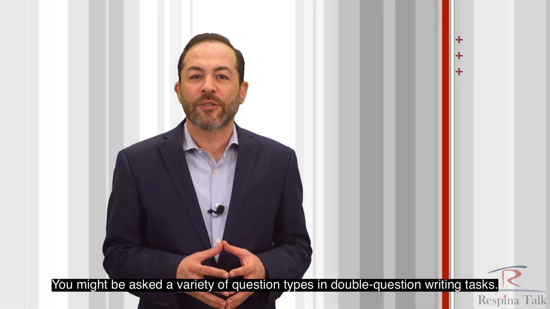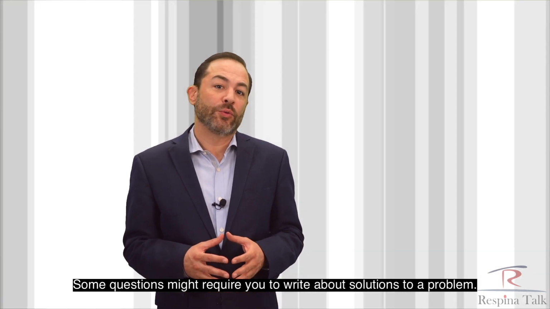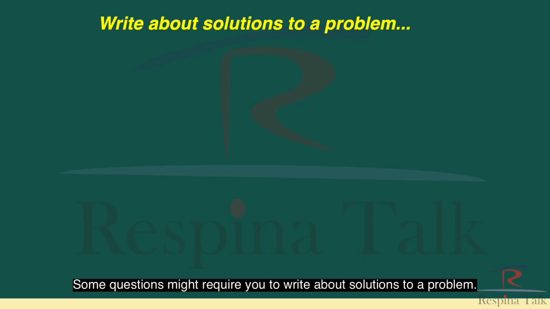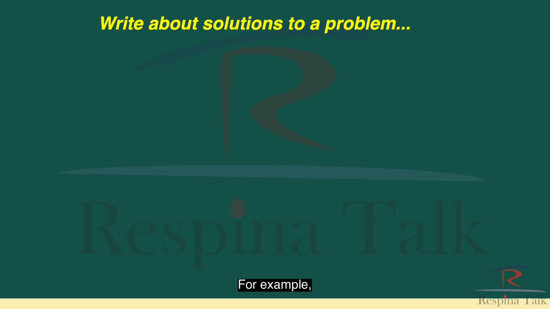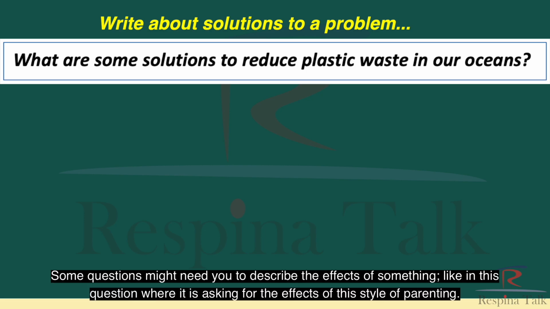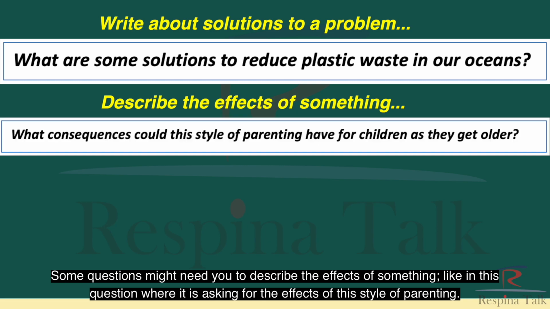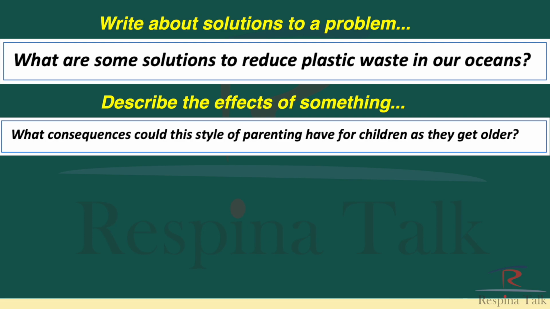You might be asked a variety of question types in double question writing tasks. Some questions might require you to write about solutions to a problem. For example, what are some solutions to reduce plastic waste in our oceans? Some questions might need you to describe the effects of something, like in this question where it is asking the effects of this style of parenting.